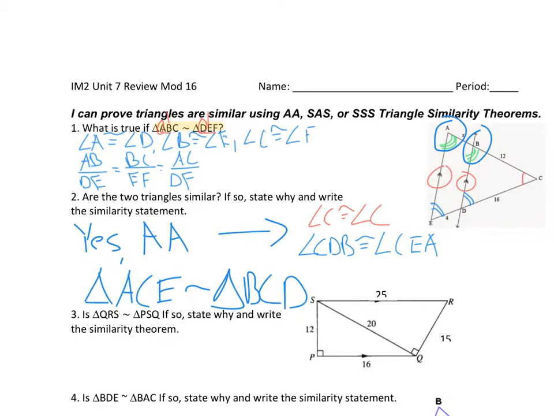So the first triangle doesn't matter. You can choose whatever order you want to do it in. But once I choose that order, I have to match that order. If you had written CDB for that second one, that would not be correct. You'd lose a point. So make sure you go in the same order.